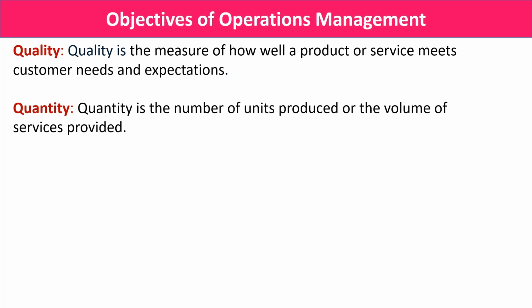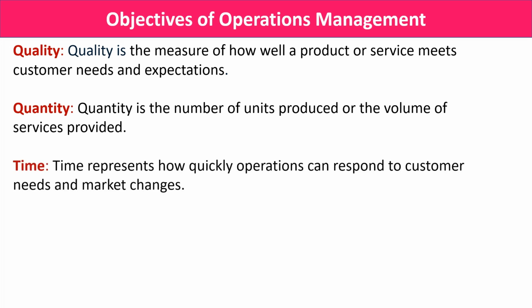Quantity. Quantity is the number of units produced or the volume of services provided. Managing quantity is to maintain production levels aligned with customer demand. Operations managers strive to meet customer demand without excessive surplus or shortage. Time. Time represents how quickly operations can respond to customer needs and market changes. This includes the time taken for production, delivery, and meeting deadlines. Short lead times and punctual delivery schedules are essential to stay competitive as they directly impact customer satisfaction.